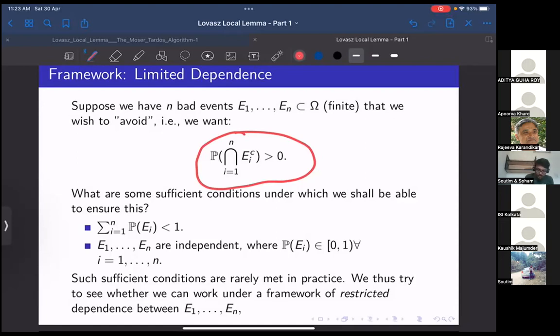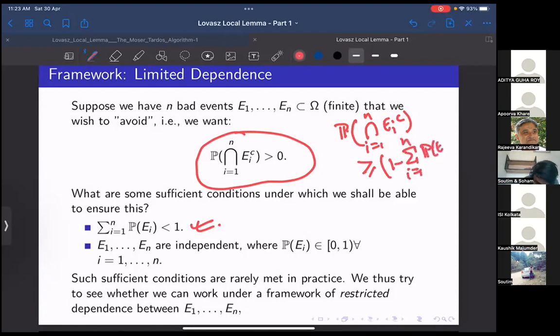One of the sufficient conditions is this, right? Why? Because this follows from this fact. If the sum of probabilities of the events is strictly less than 1, then we shall be able to ensure that this is greater than 0. But notice that this will not always hold, because this is not a probability unless the events are disjoint. So there is every chance that this summation will be much larger than 1.